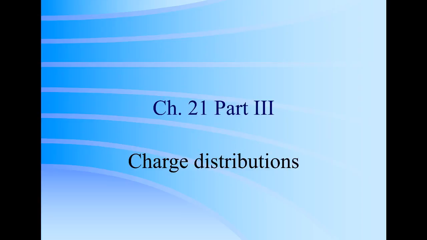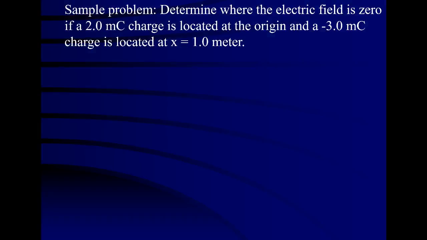Okay, welcome back. In this video, we're going to continue talking about electric fields, and we're going to discuss how to calculate the electric field of a charge distribution. But first, we're going to do a quick practice problem. In this problem, we want to determine where the electric field is zero if we have a 2 millicoulomb charge that is located at the origin and a -3 millicoulomb charge located at 1.0 meters.